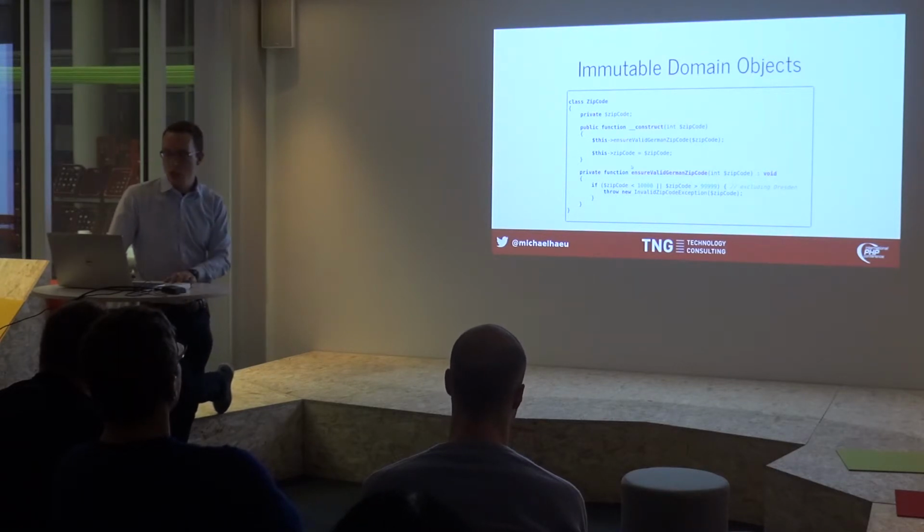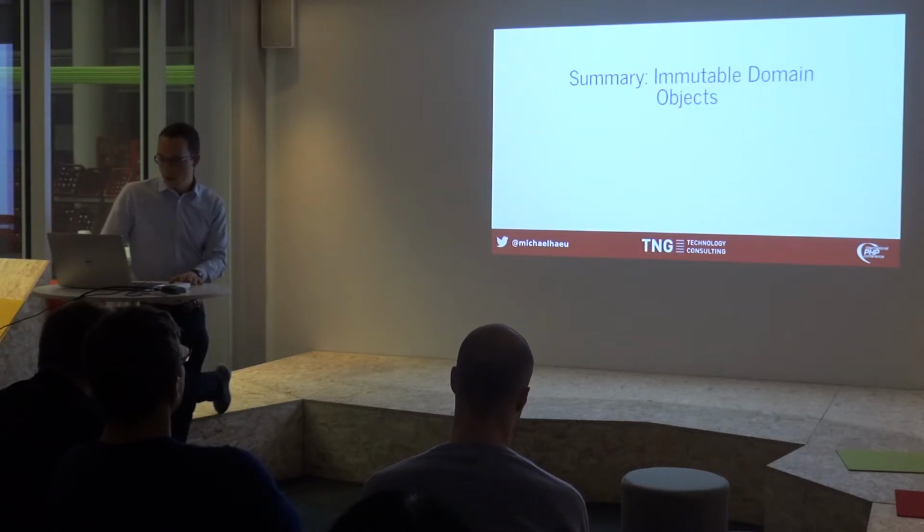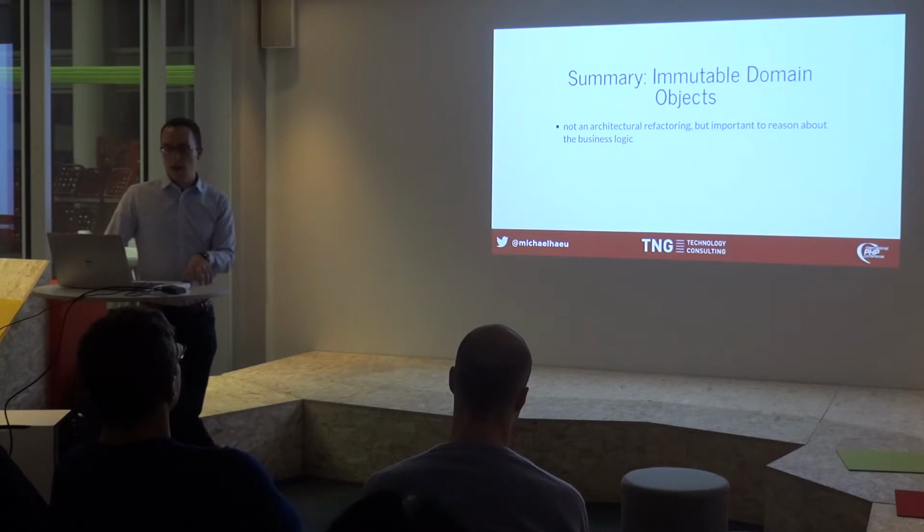If there are other users, then you have to extract the validation. You can't do it in that one anymore. Then you have to use something like architecture validation to make sure that no one else creates that object. Okay, so immutable domain objects are not technically an architectural refactoring, but I think they're very important.